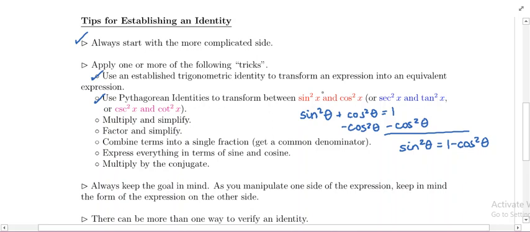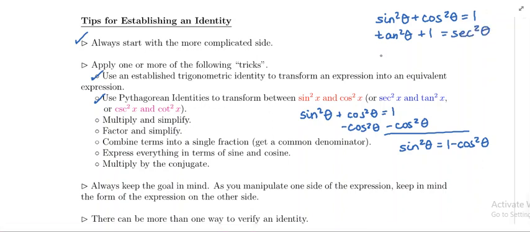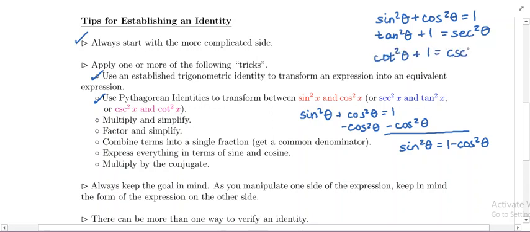Remember, there are 3 Pythagorean identities, not just one. Here, I'll write them all out. We know sine squared theta plus cosine squared theta is equal to 1. We know that tangent squared theta plus 1 is equal to secant squared theta. And we know that cotangent squared theta plus 1 is equal to the cosecant squared of theta. So make use of those Pythagorean identities.